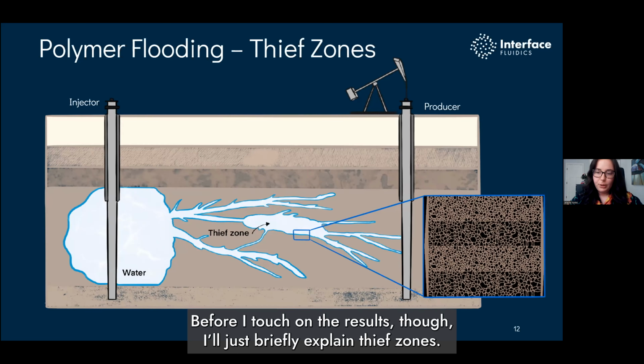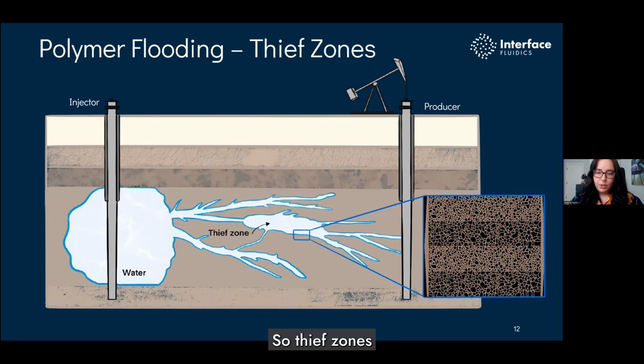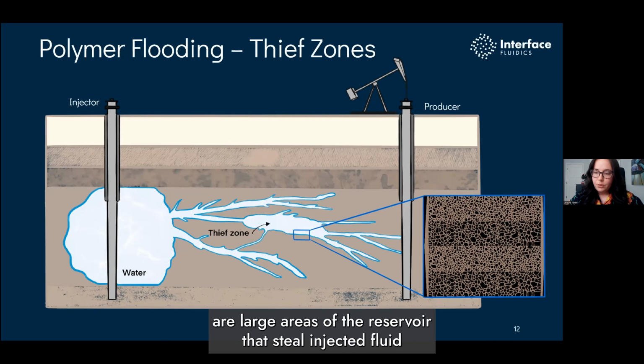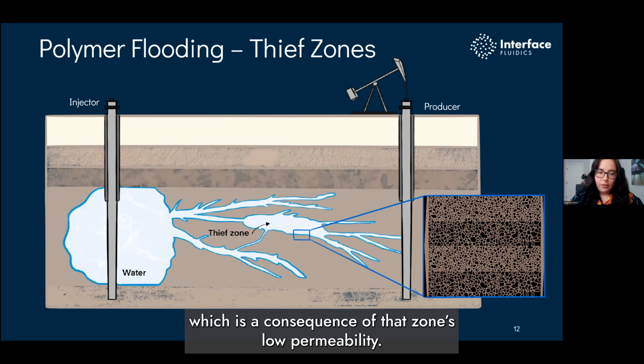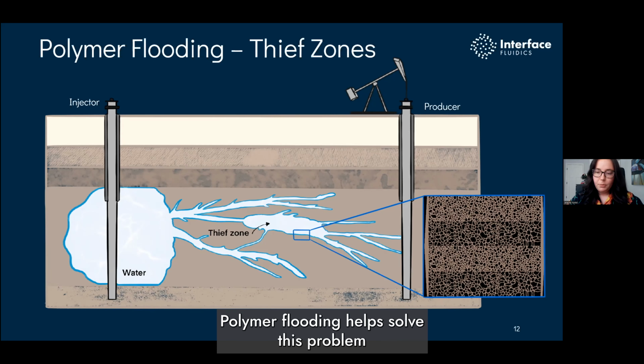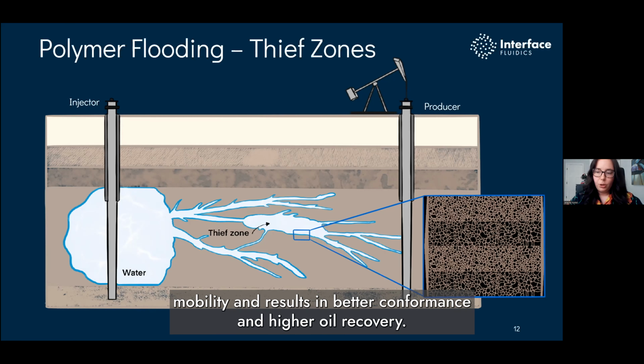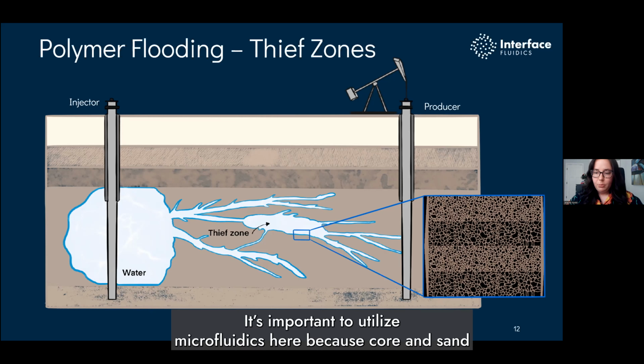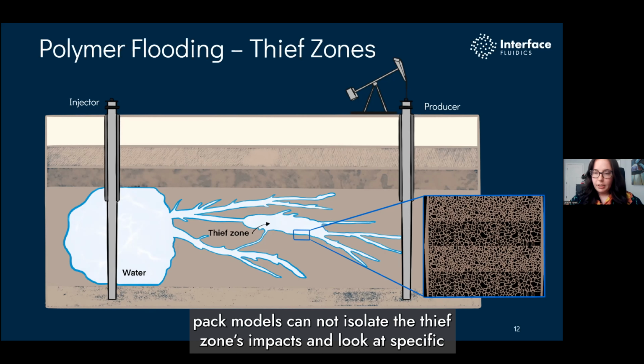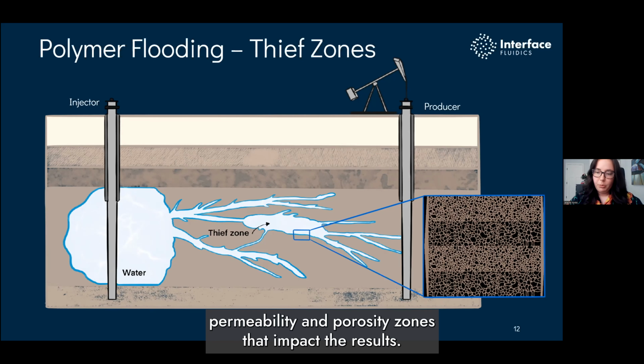Before I touch on the results, though, let me briefly explain thief zones. Thief zones are large areas of the reservoir that steal injected fluid because they offer a path of least resistance, which is a consequence of that zone's high permeability. Polymer flooding helps solve this problem by increasing the viscosity of the injected water, which improves mobility and results in better conformance and higher oil recovery. It's important to utilize microfluidics here because core and sandpack models cannot isolate the thief zone's impacts and look at specific permeability and porosity zones that impact the results.